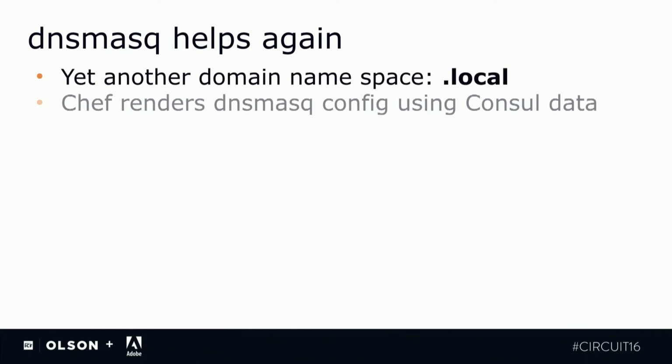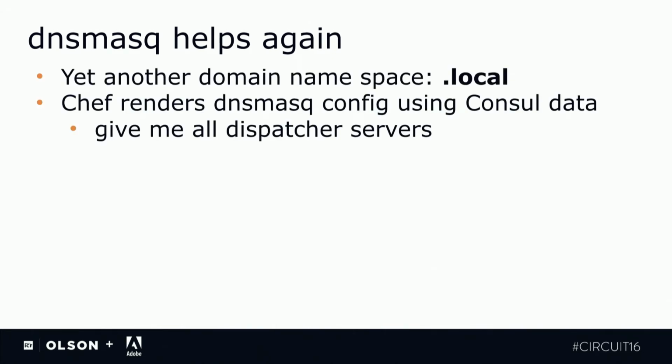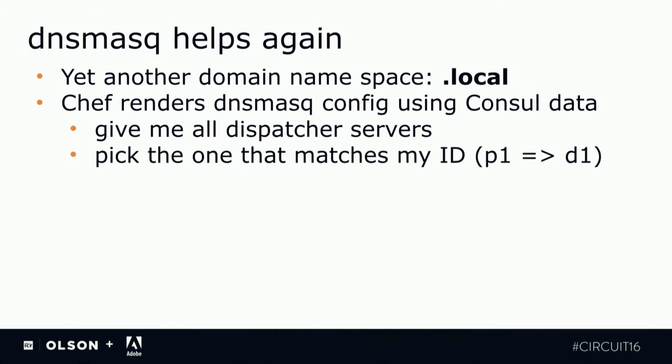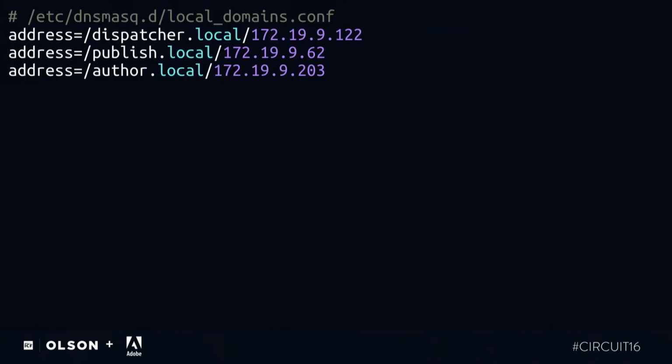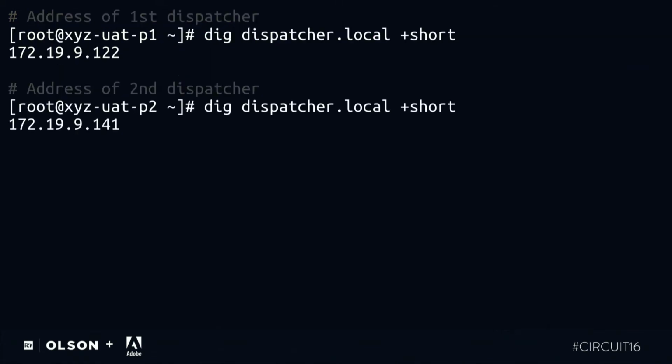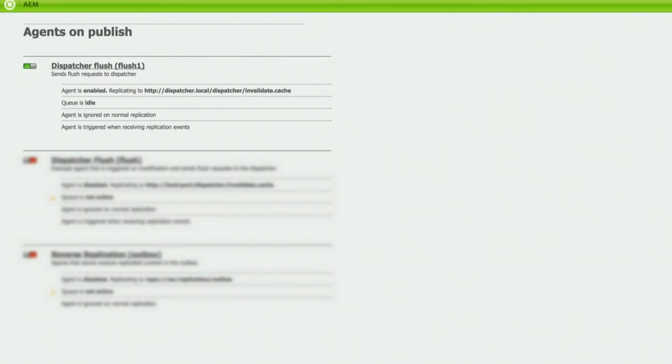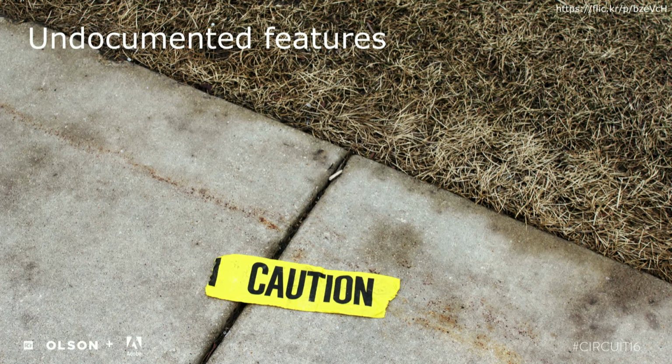To do that, we pull some data out of Consul, and we use that data to generate a bunch of additional domains directly in dnsmasq. We generate basically such a file, and because of that, we can get different IP addresses depending on which server you are. If you're on the first publish, you get .122, and if you're on the second publish, you get .141. And here's the final effect.